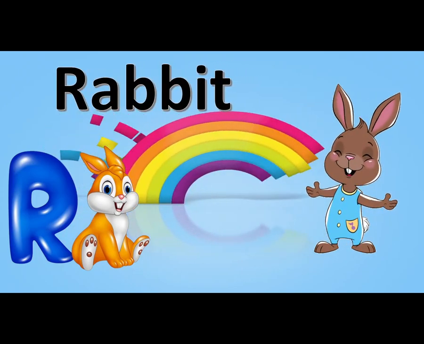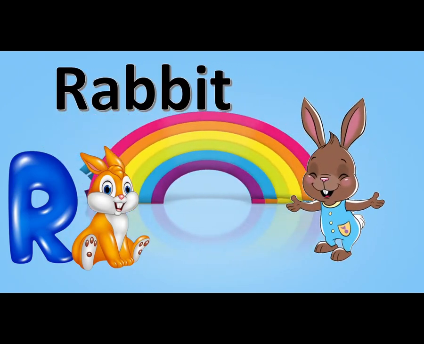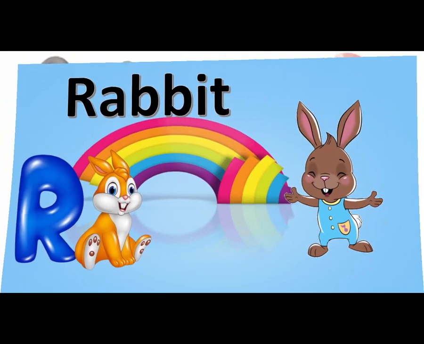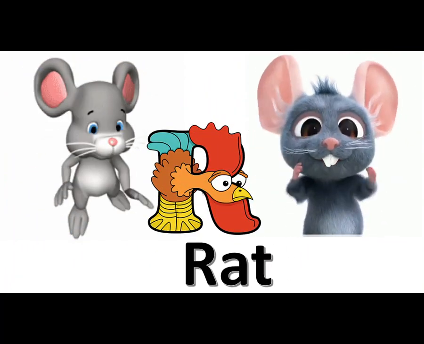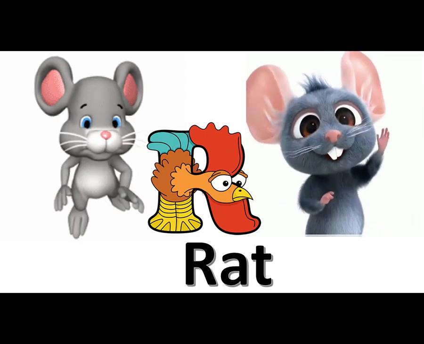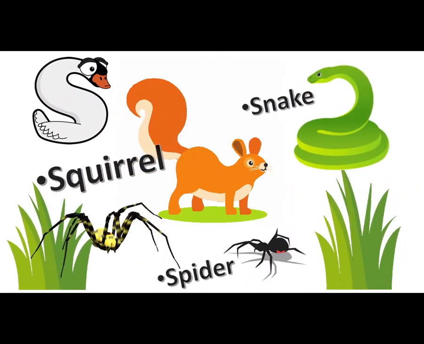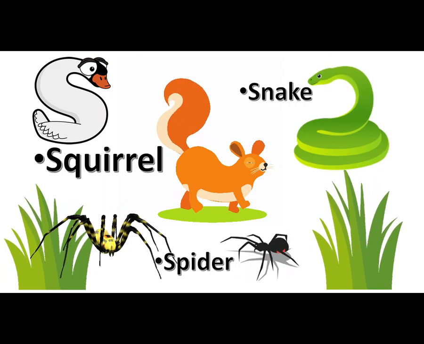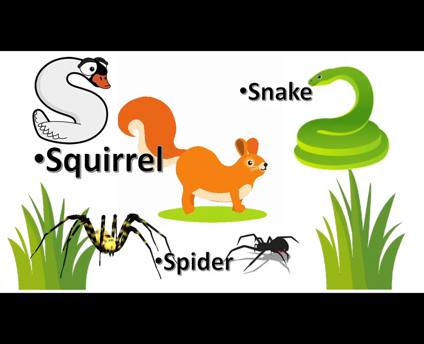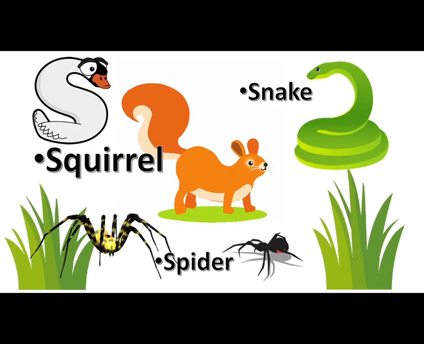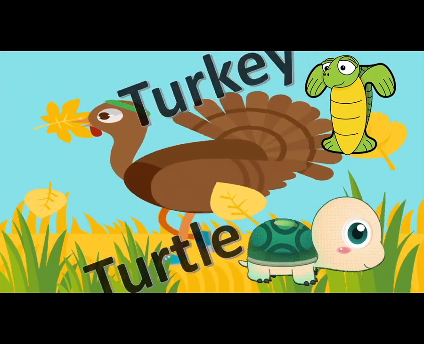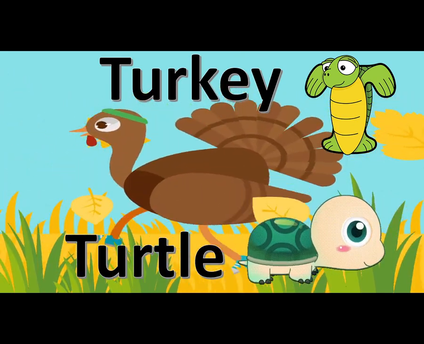R for rabbit. R is for rat. S is for squirrel, snake, and spider. T is for turkey and turtle.